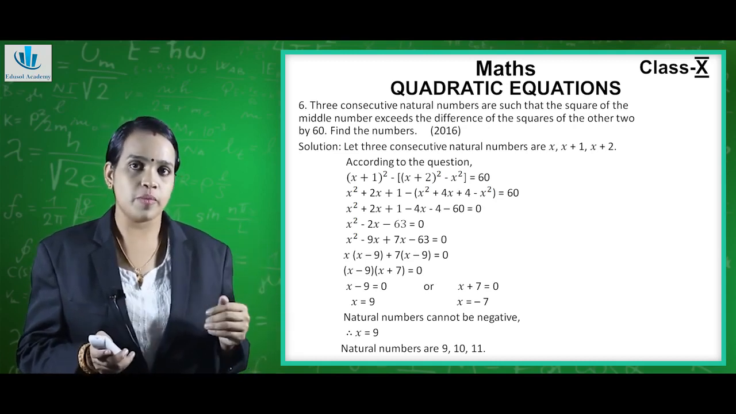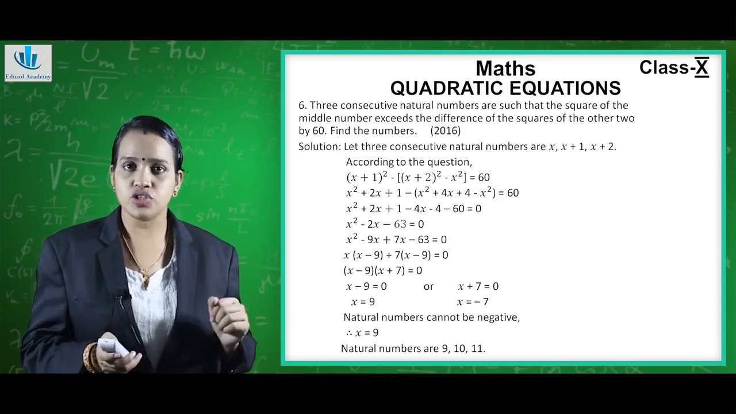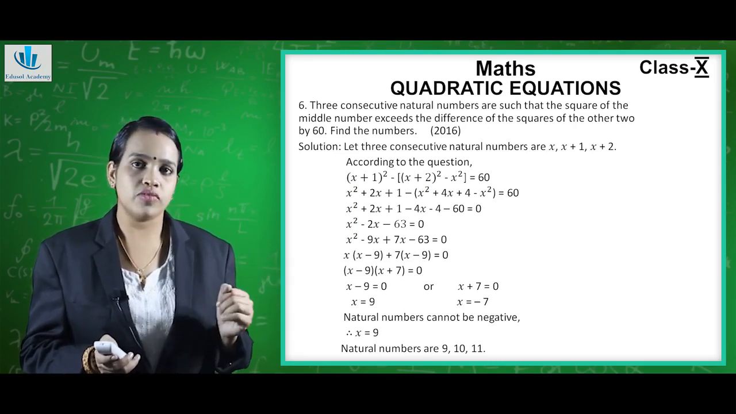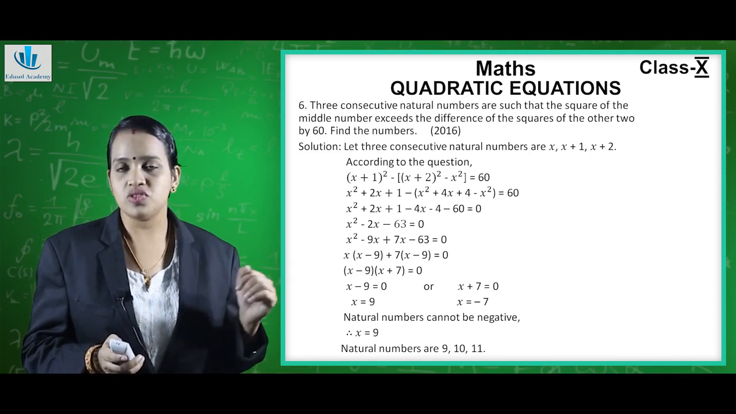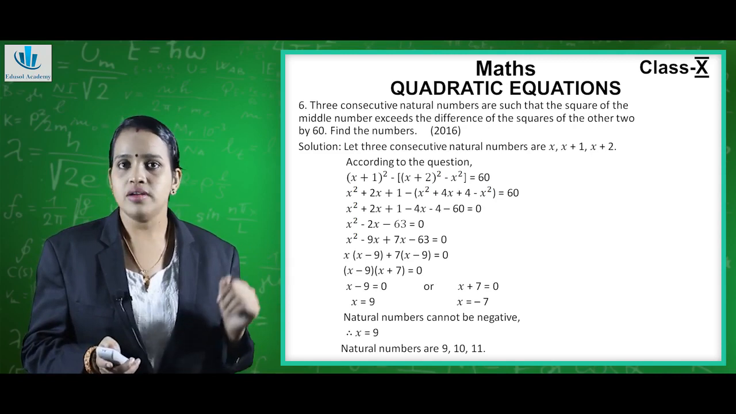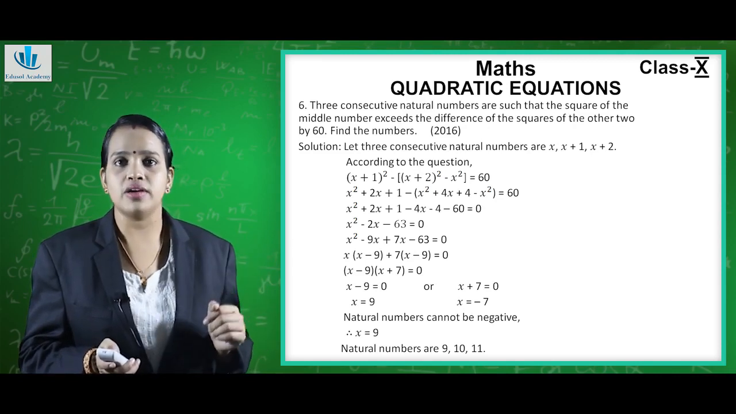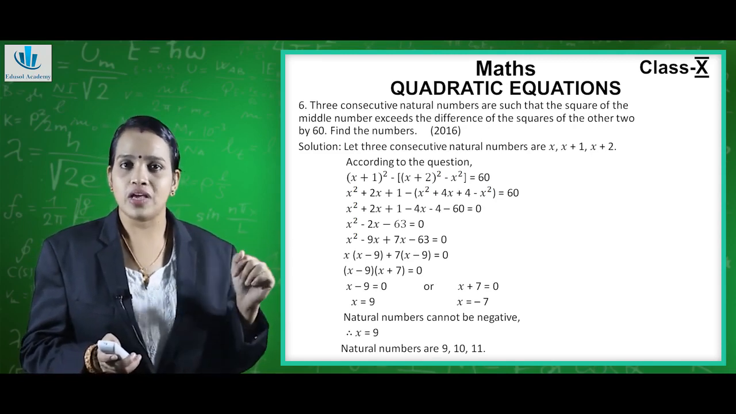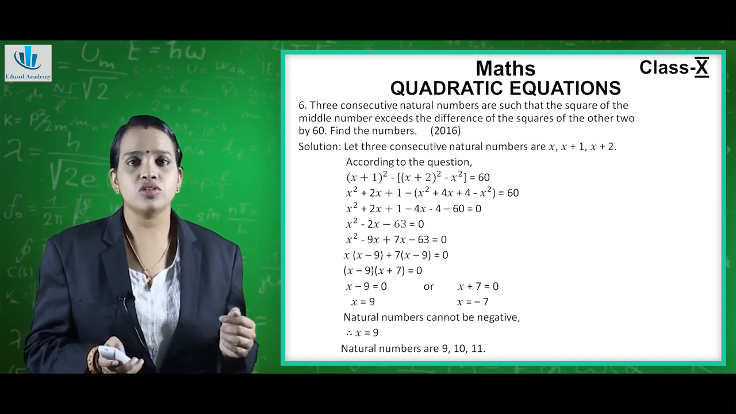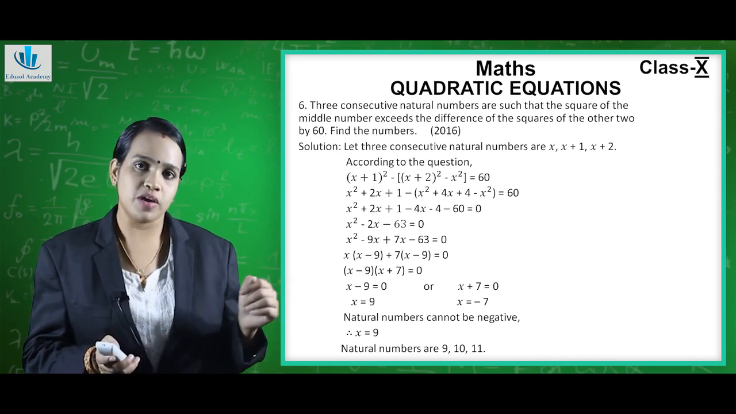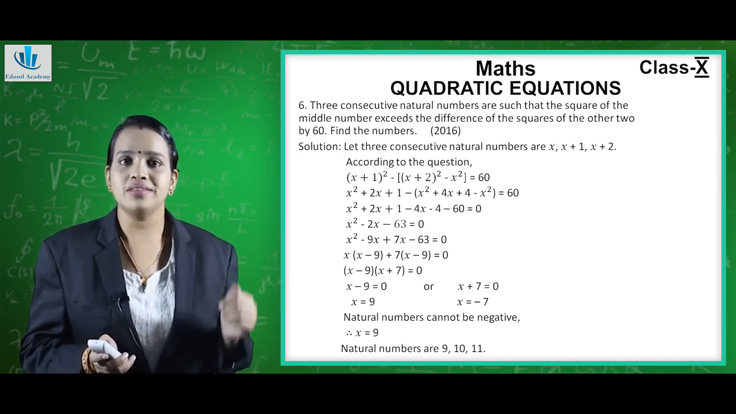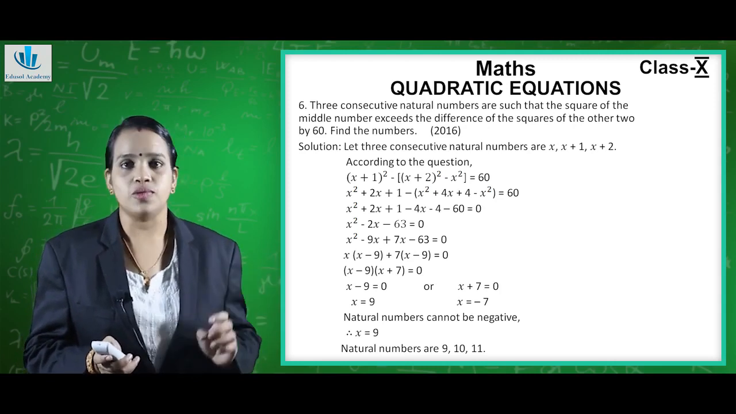So first we will open the bracket. x plus 1 whole raised to 2 is in the form of a plus b the whole square, so we can use the formula here also. So it becomes x raised to 2 plus 2x plus 1 minus, now we will open the bracket here. So here also we can see x plus 2 whole raised to 2 is in the form of a plus b the whole square. Here also we can apply that formula, so it becomes x raised to 2 plus 4x plus 4 minus x raised to 2, which is equal to 60.